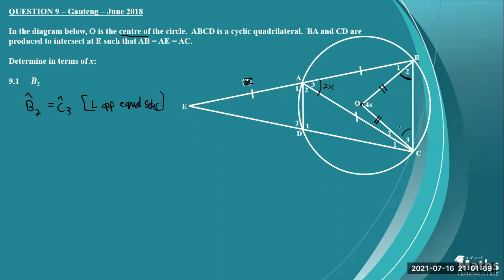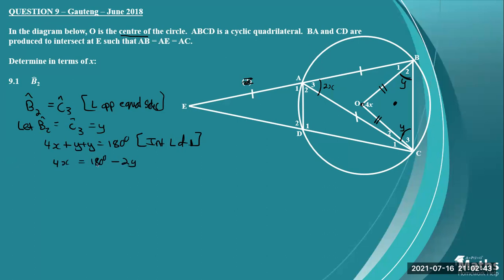I personally like working with variables when I prove stuff. So I'm just going to say let B2 be equal to C3 will be equal to Y. I said let it be. So then I'm just going to work with my interior angles of a triangle. So therefore, 4x plus 2y will be equal to 180 degrees, interior angles of a triangle. So 4x is going to be equal to 180 degrees minus 2y.